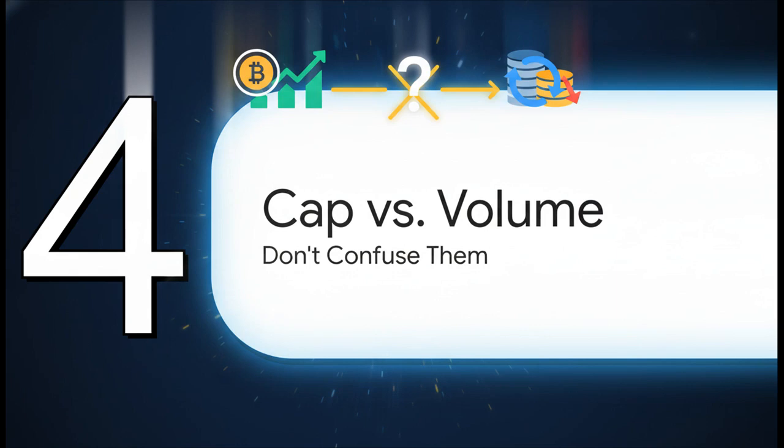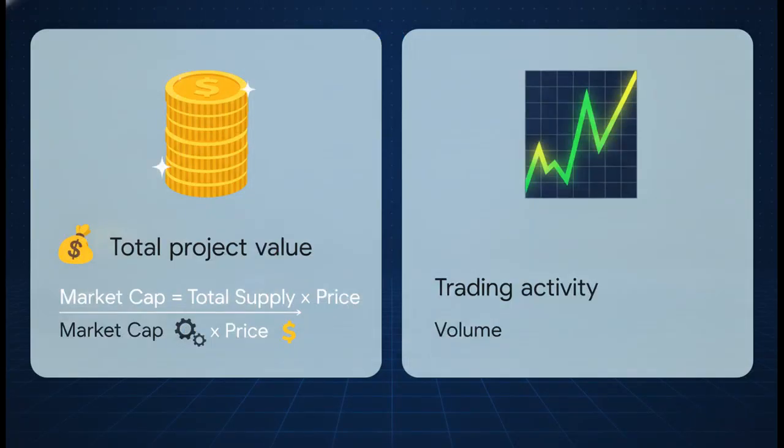Section 4. Cap versus volume. Please, don't confuse them. We really need to separate these two concepts because they get mixed up all the time. Market cap is the total value of the project, price multiplied by supply. Think of it like the overall size of a ship. It usually changes gradually over time as the price slowly drifts up or down.